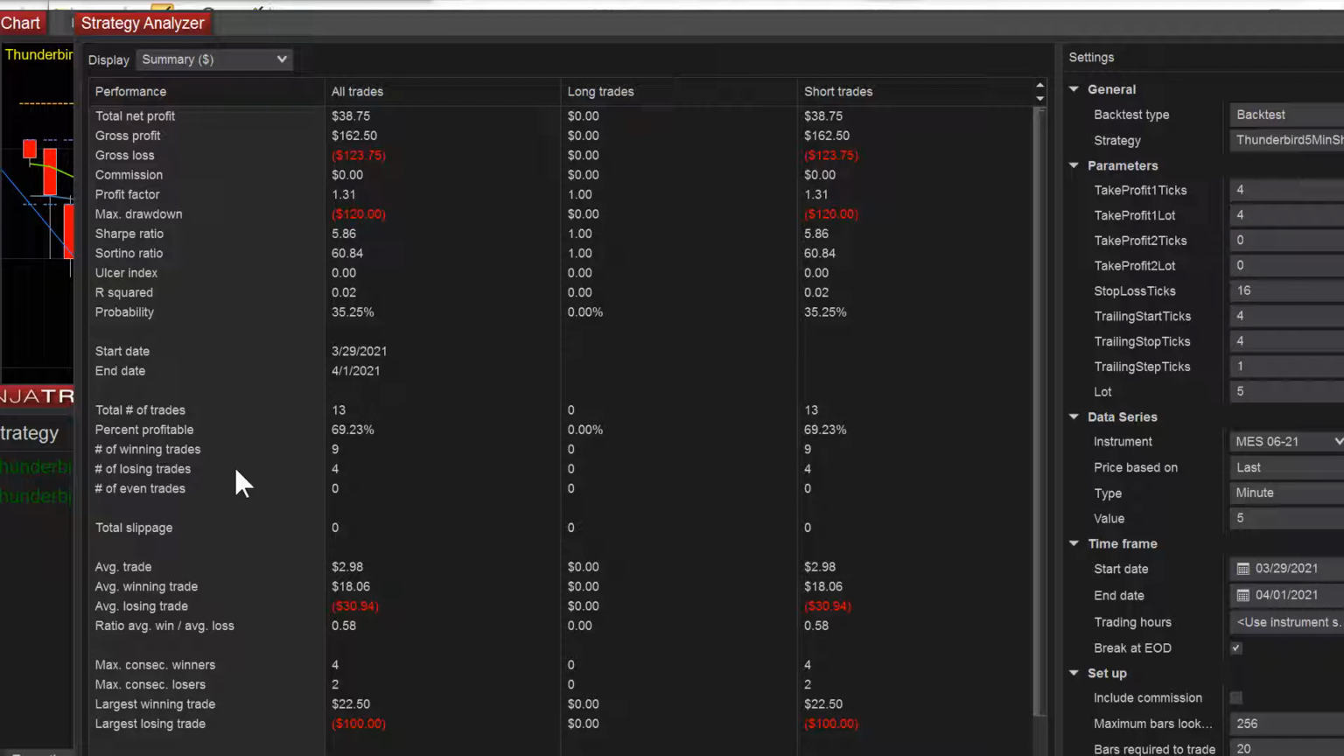But that still gives us about a 77% win rate. I'm just cutting down my stop loss here, so it's not taking as big a loss. Let me bring that down to 12. See if it changes anything.